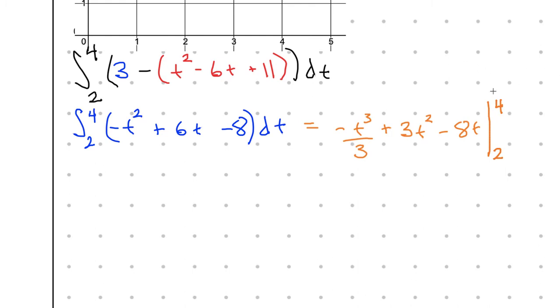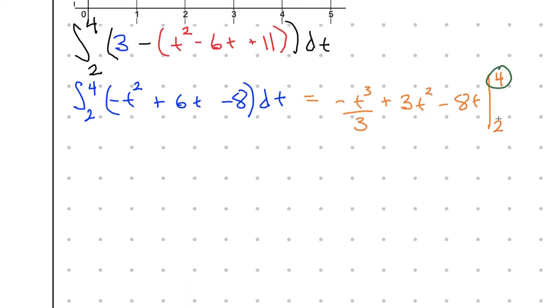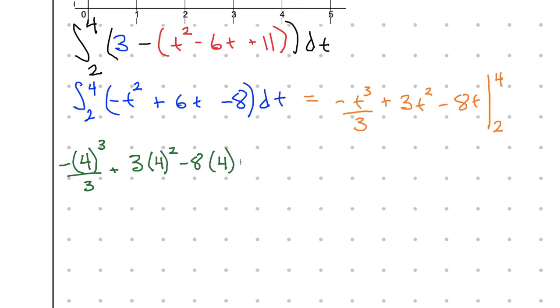And then now let's start plugging in things. Let's plug in the 4 first, and then we'll subtract when we plug in the 2. So I'm just going to rewrite it with that 4 plugged in. So I have negative 4 to the power of 3, all divided by 3, plus 3 times 4 to the power of 2, minus 8 times 4. And then I'm going to subtract when I plug in the other thing. I'll switch back to blue here. I don't want to do red and green because I mix those up all the time. This subtracting should really have a parenthesis because I'm subtracting this entire quantity.